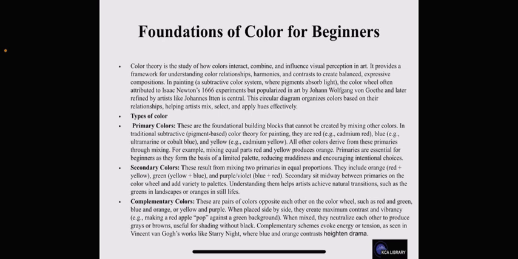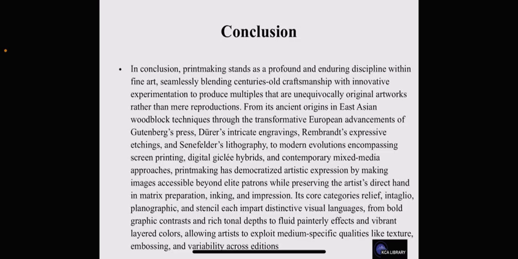Now we have the complementary colors. These are pairs of colors opposite each other on the wheel, such as red and green, blue and orange, yellow and purple. So when placed side by side, they create maximum contrast and vibrancy, for instance making a red apple pop against a green background. When mixed, they neutralize each other to produce grays or browns, useful for shading without black. Complementary schemes evoke energy or tension, as seen in Vincent van Gogh's work like Starry Night.